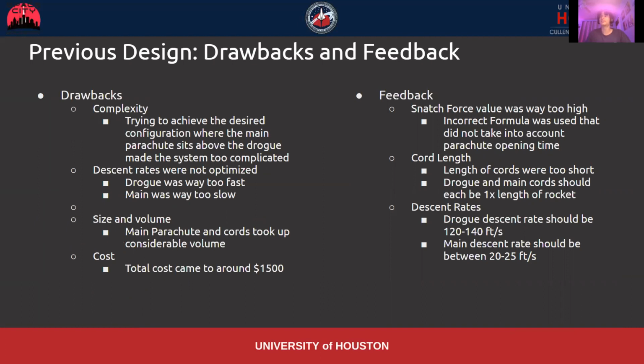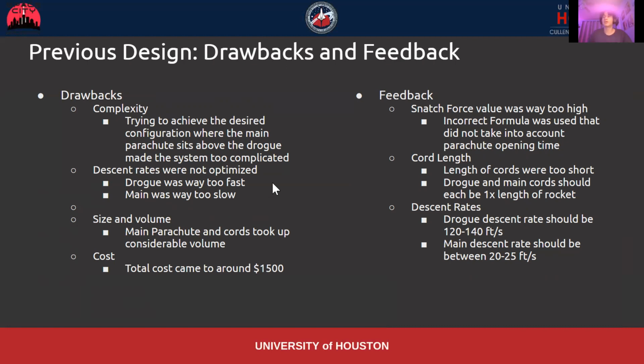The cord lengths, some of the lengths were too short. And the feedback we got was that you want to use at least 1 times the length of the rocket for the cord that connects the drogue to the airframe. And same thing for the main parachute. You want to use a cord that's at least 1 times the length of the rocket.